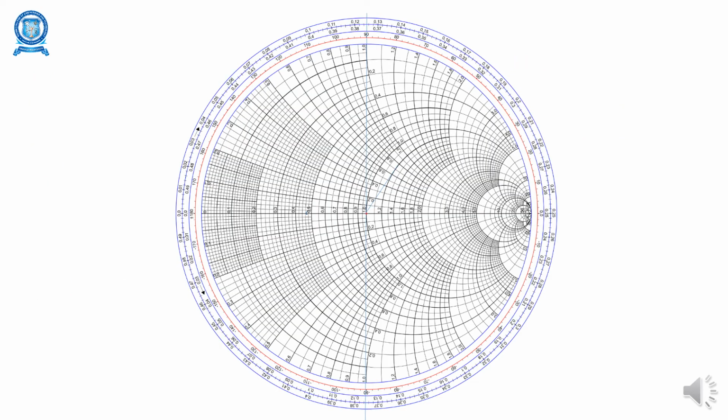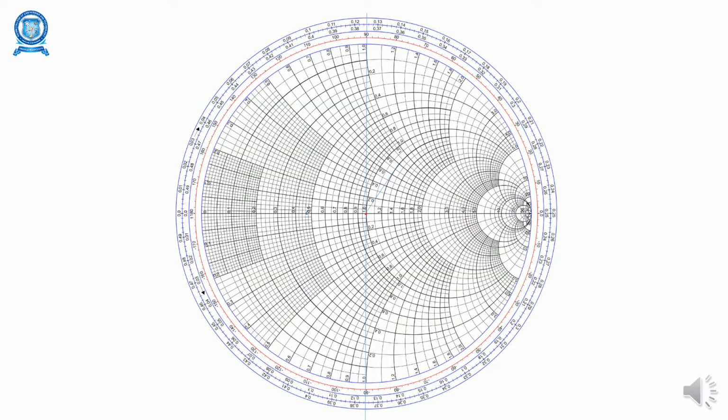The straight line is the x equal to 0 line. The circles are called the R circles. The arcs above and below the Smith chart are called X circles. That is, the Smith chart consists of resistance and reactance circles. In that, first we will mark the center as 1.